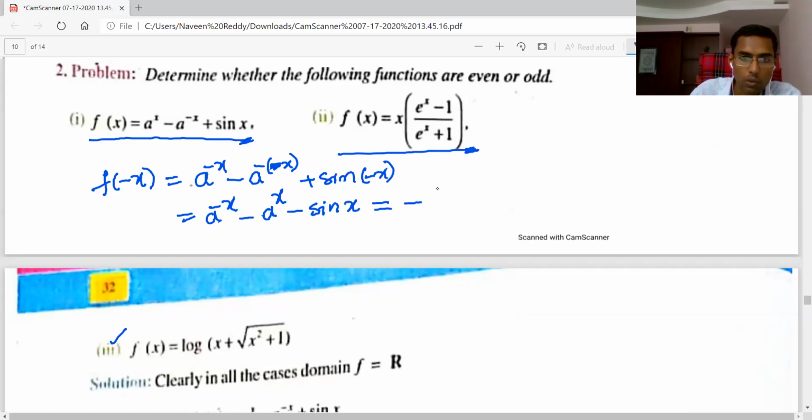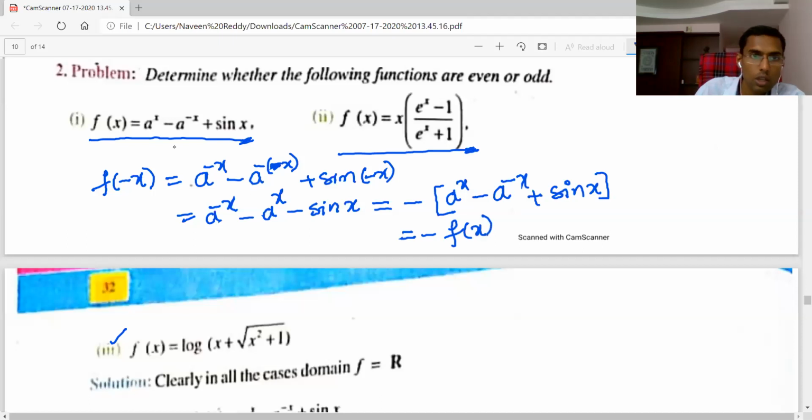Now you take minus common. If you take minus common, what do you get? First a power x we get, and a power minus x will give minus a power minus x, and for sine x we will get plus sine x. Okay, this is exactly minus of f(x). So therefore this function f(x), what we got? In f(-x), in the place of x we have to substitute minus x. Here minus x, here minus of minus x is plus x, sine of minus x is minus sine x.